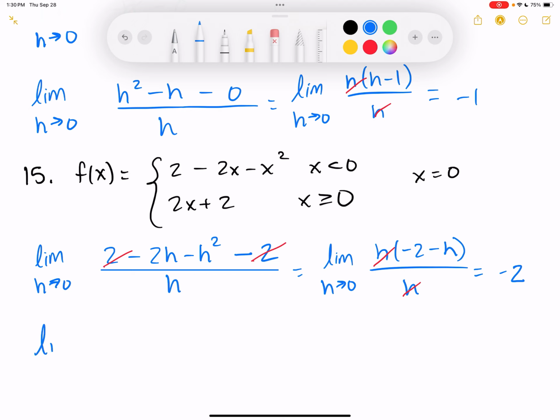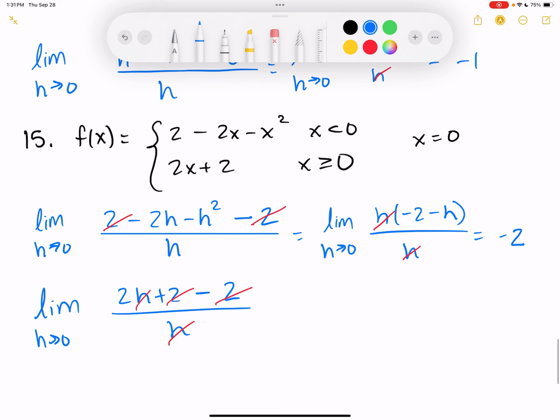And then the other one, limit as h approaches 0. Still a plus h, which is 0 plus h, so I'm just putting in h for x. So 2h plus 2 minus, evaluated at 0. That's 0 plus 2, so just minus 2 then over h. So this one, 2's cancel. Then I've just got 2h over h. H's cancel, so I'm left with 2.